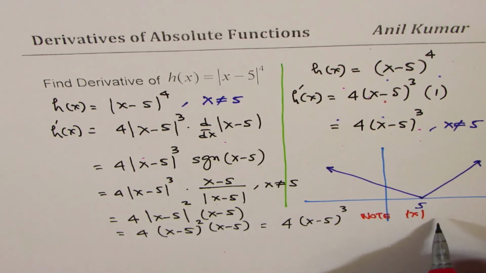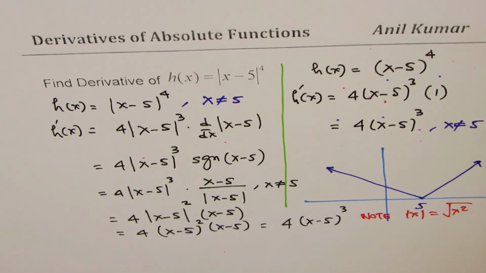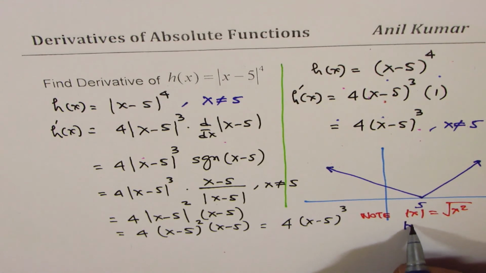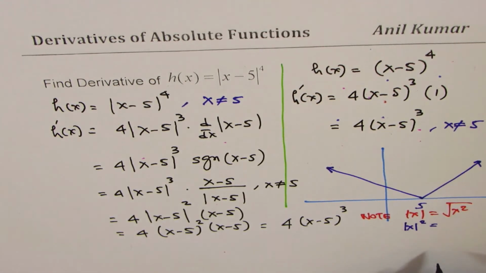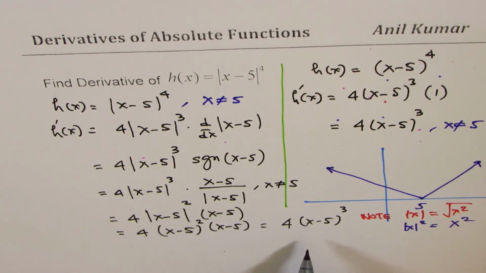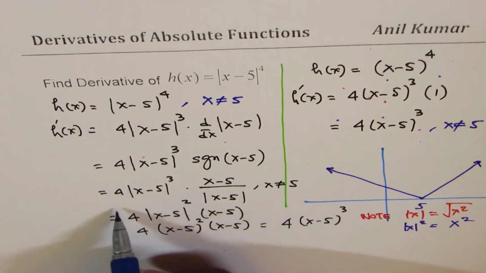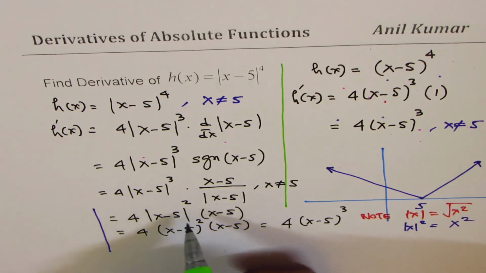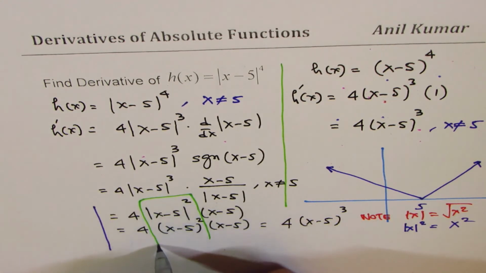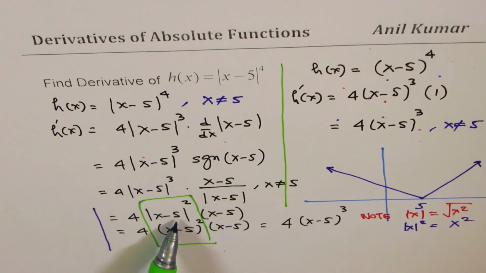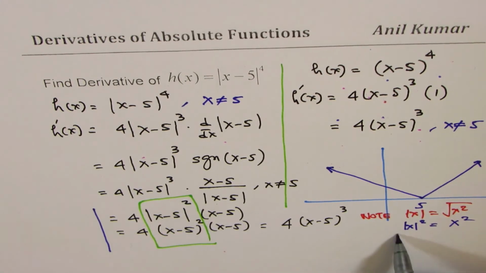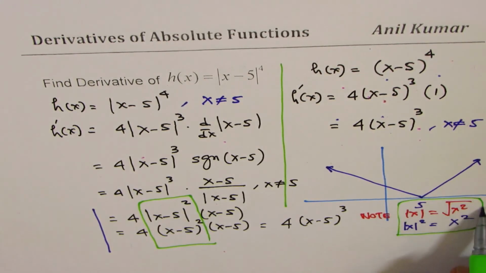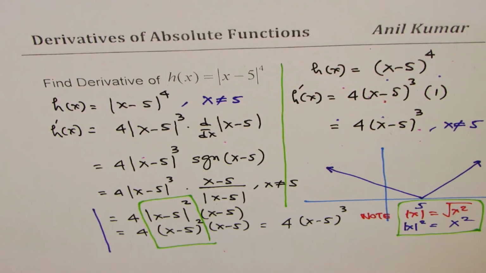Since we know absolute value of x is equal to square root of x squared, in that case, tell me, what is square of absolute value of x? It is x squared, right? So this is what I'm doing. If you look into these steps, let me highlight it. If you look into this portion, I'm writing absolute value of x minus 5 whole square as x minus 5 whole square, and that is how they are related. Does it make sense to you?